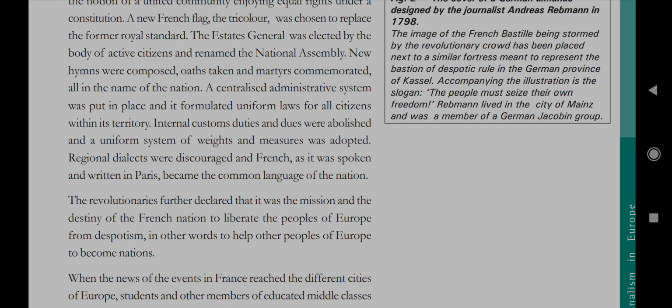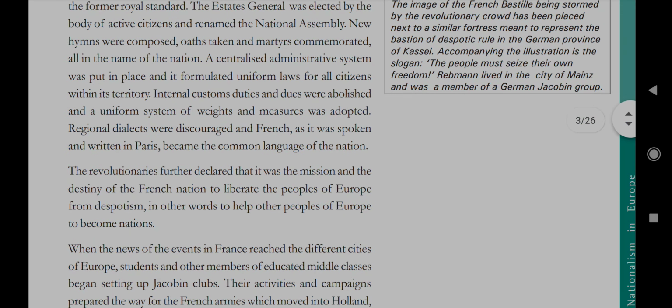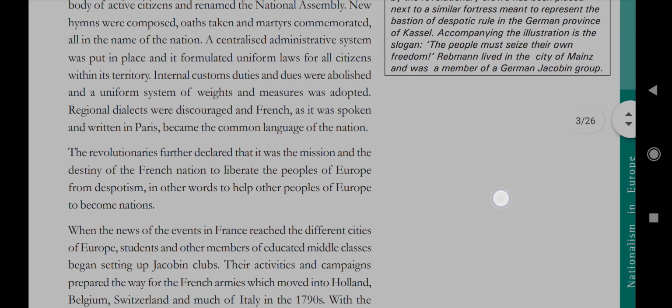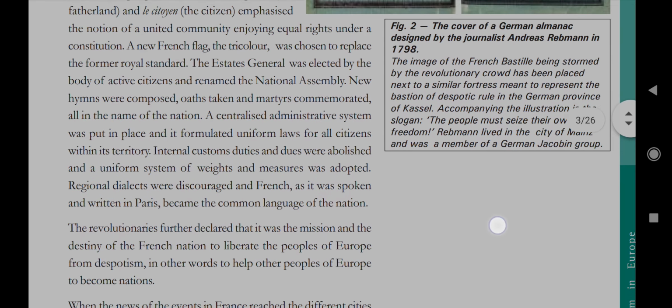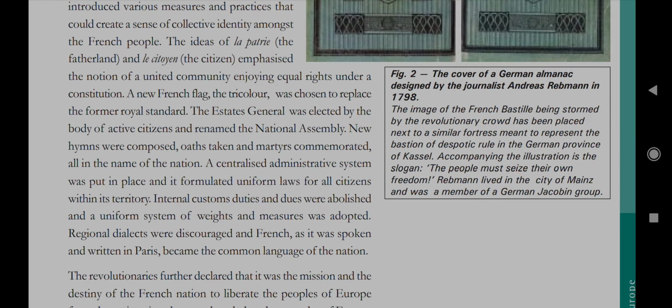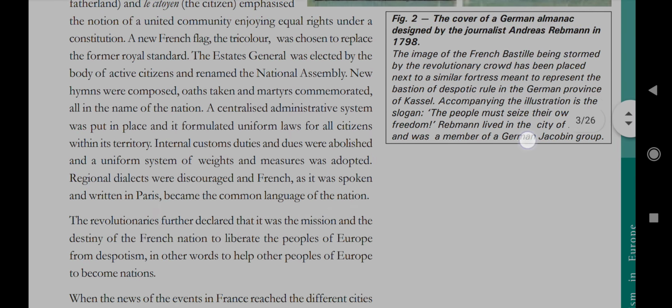Then regional dialects were discouraged, and French, as it was spoken and written in Paris, became the common language of the nation. So here we have basically 7 points. You can mark them, and this can be a 5-mark question for you.